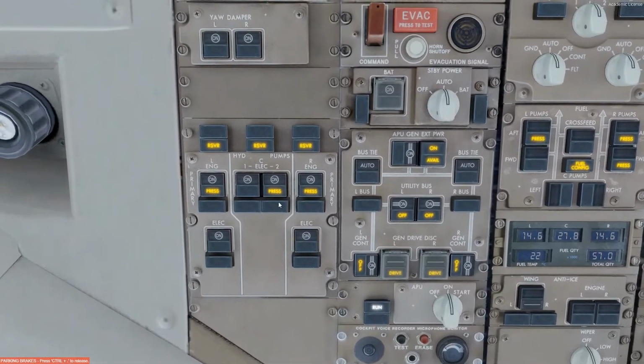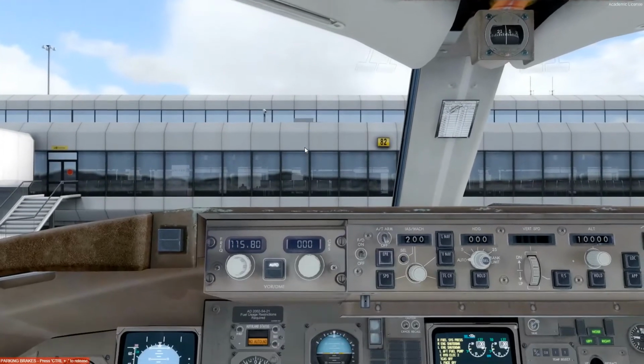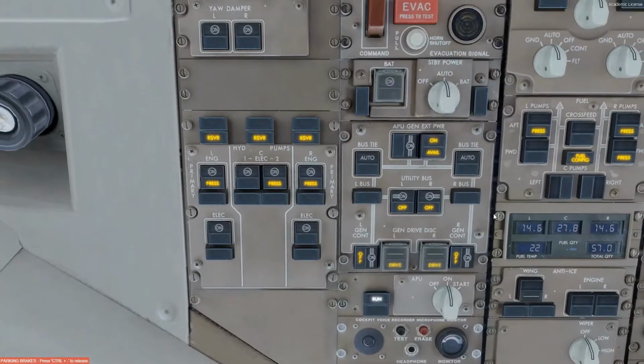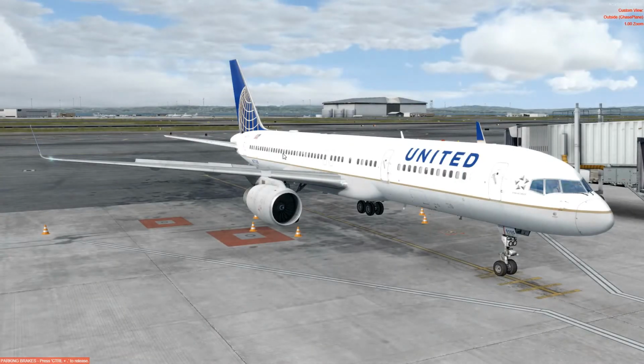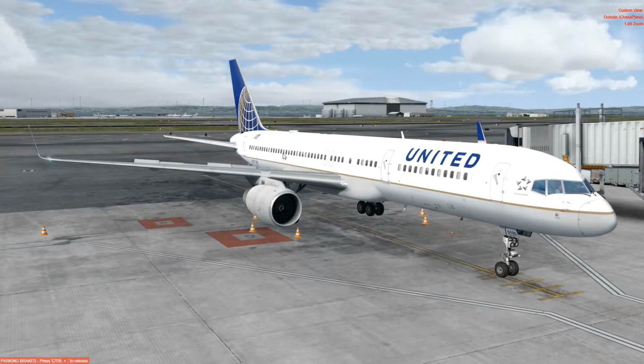These here are the hydraulic pumps. What they do is they are first, let me disconnect ground power, remove the ground power unit since we don't need it anymore. The APU is providing us with all the power we need. So the hydraulic pumps, they're used to move the flight control surfaces of the aircraft.